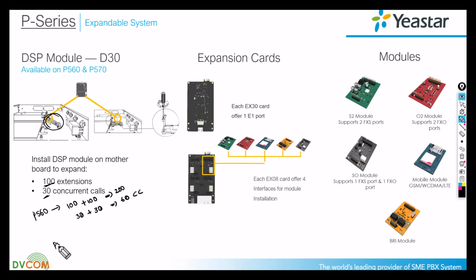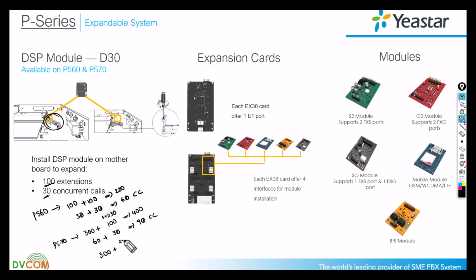In case you are going with P570, by default it's going to support 300 extensions, and you can add 2 D30 modules. For example, let's say that you add 1 D30, and it will give you an extra 100 extensions, guys. So 300 plus 100, it will be 400. And by default it's going to support 60 concurrent calls plus 30. Once you add the D30, it's going to add an extra 30, so that it will give you 90 concurrent calls. And again, by default P570 is going to support 2 D30s.